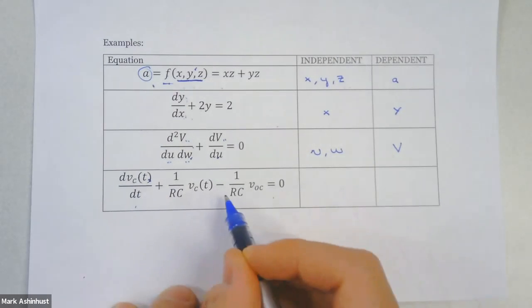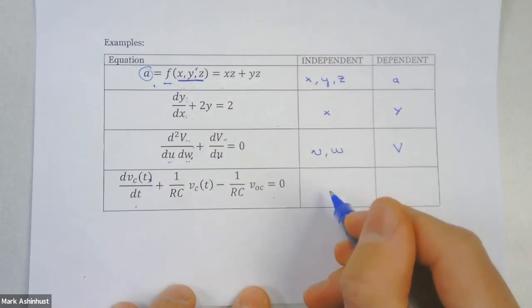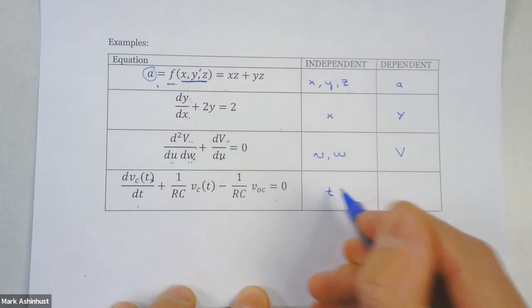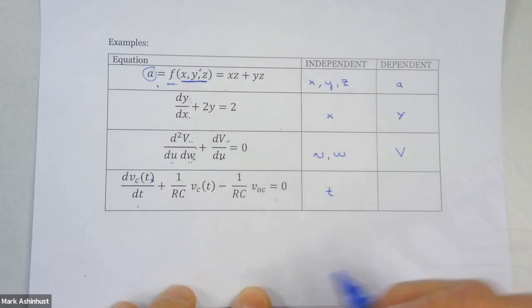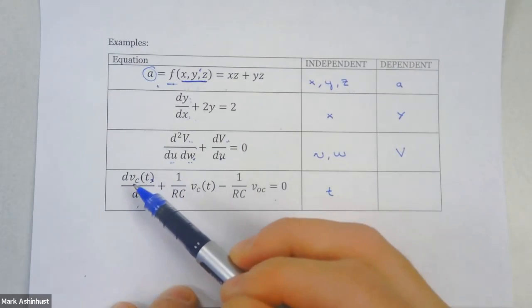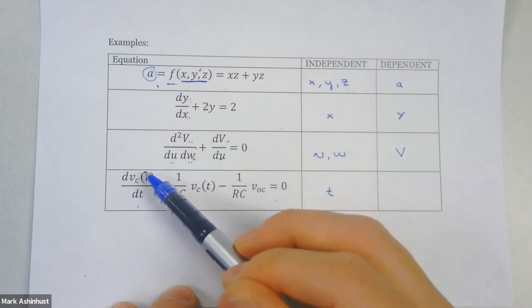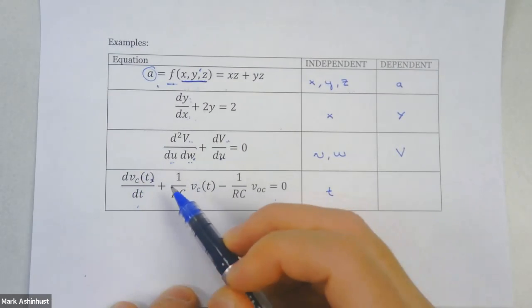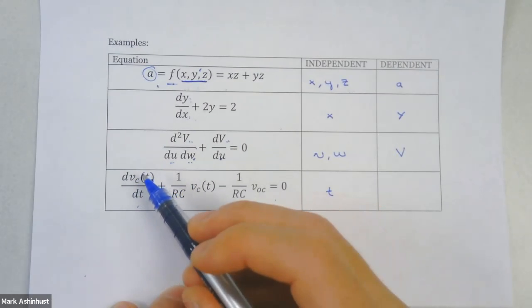And we can see that for our second one as well. So our independent on this one's going to be t. And our dependent is going to be what's on the top here, and that's just going to be VC, right? The VC will be up here.